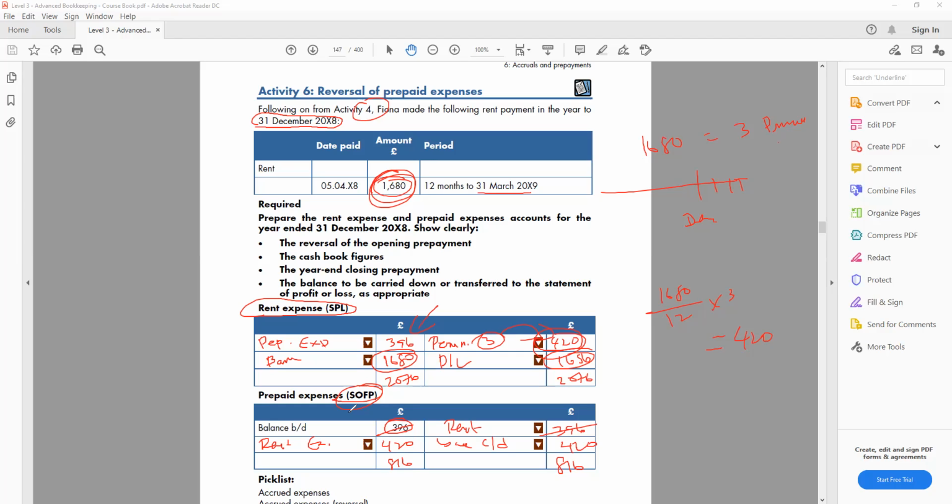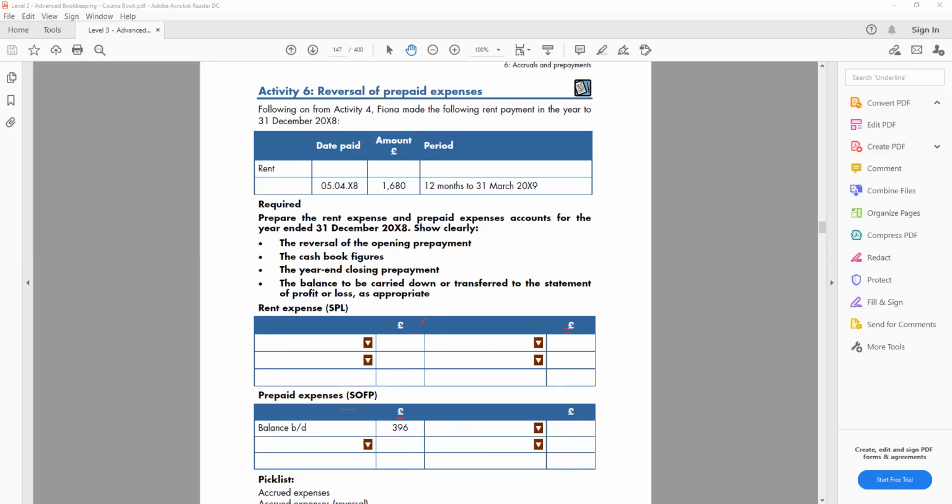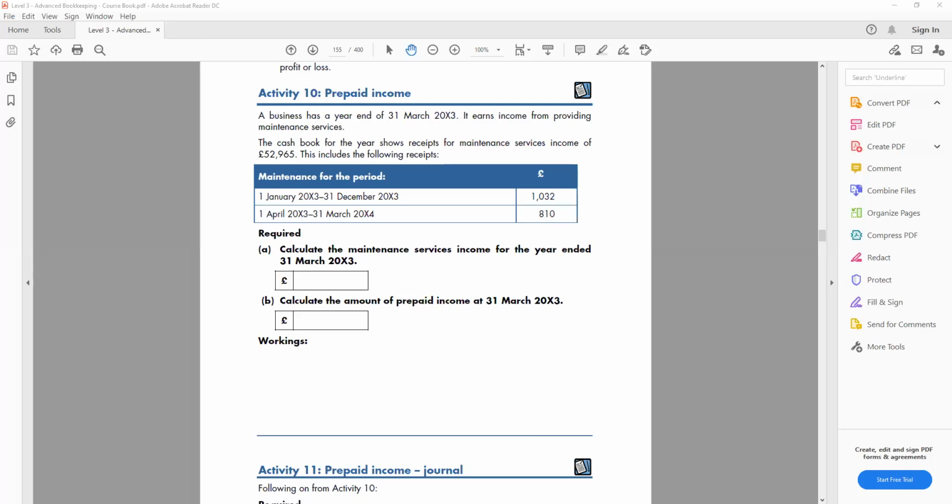All right, so this is our prepaid expense. Let's have a look at one of the prepaid income examples. If we see one prepaid income example, we'll hopefully be done with the accruals and prepayments. So let's see if we can find one. All right, we have found an example for our prepaid income. Let's have a look at this one.